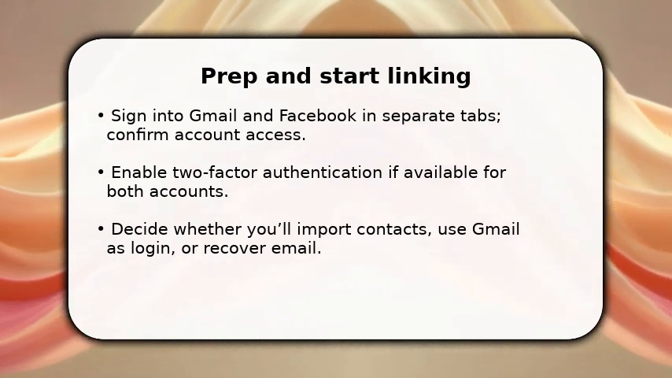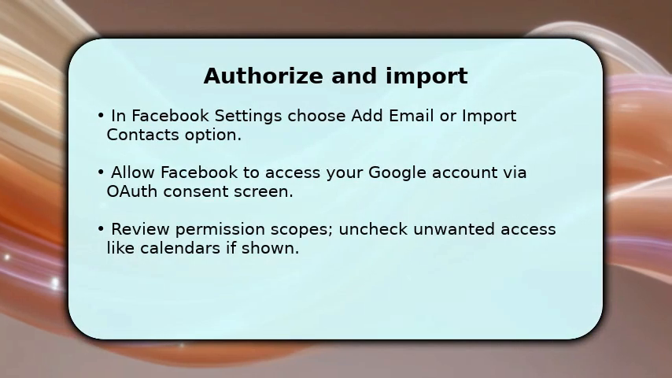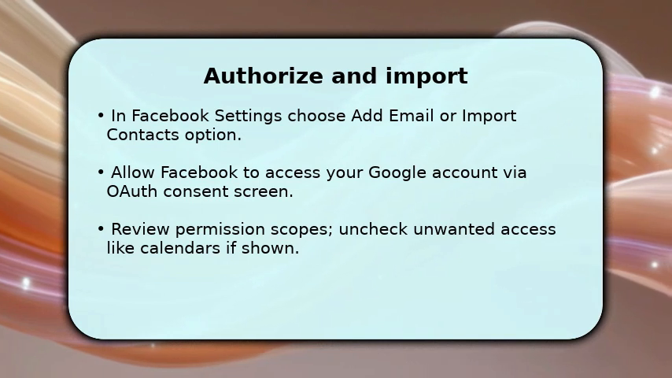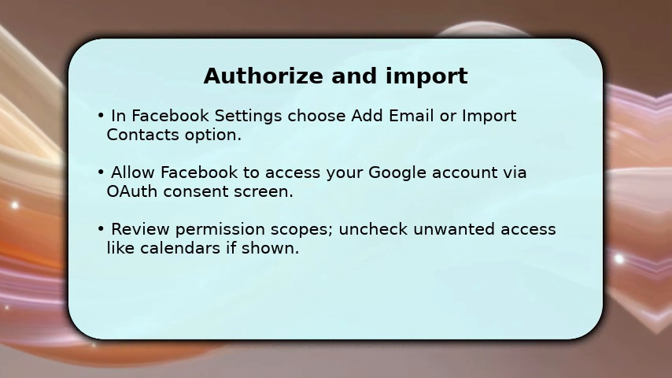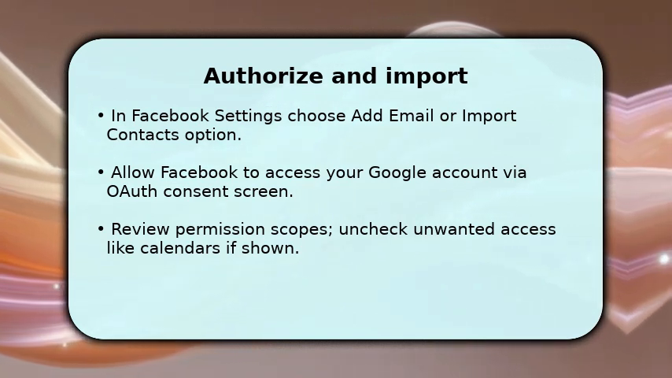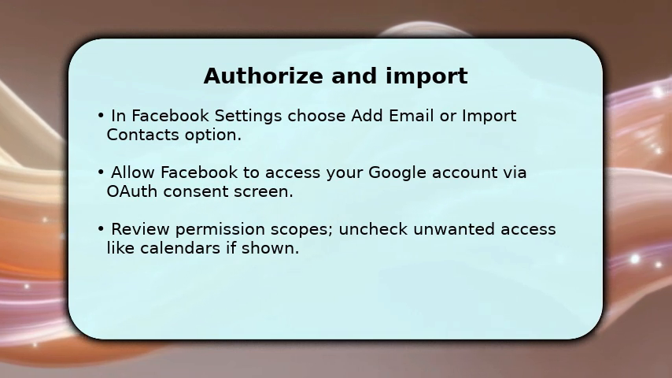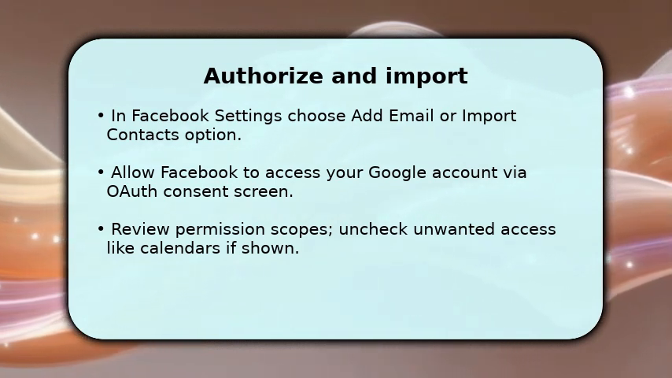You'll now authorize the connection. On Facebook, select Add Email or Import Contacts, then choose Google/Gmail as the provider. Facebook opens an OAuth consent screen. Read the permission scopes carefully and uncheck anything unnecessary because this controls what Facebook can access.